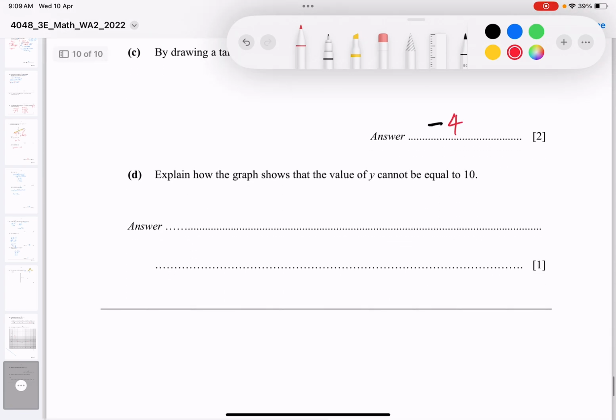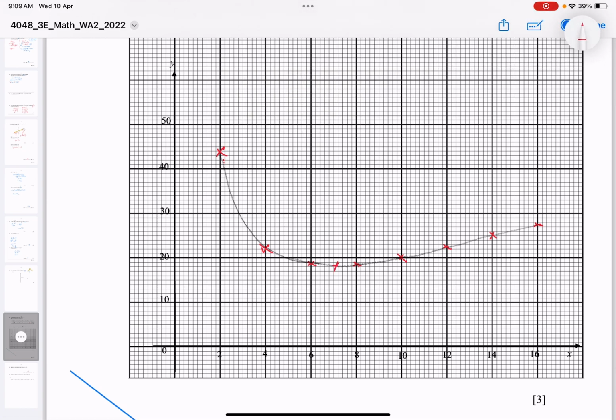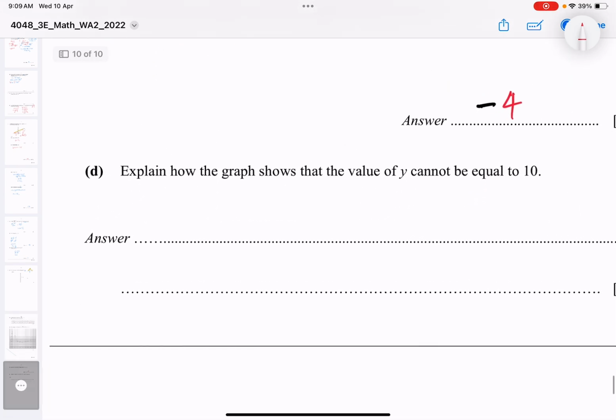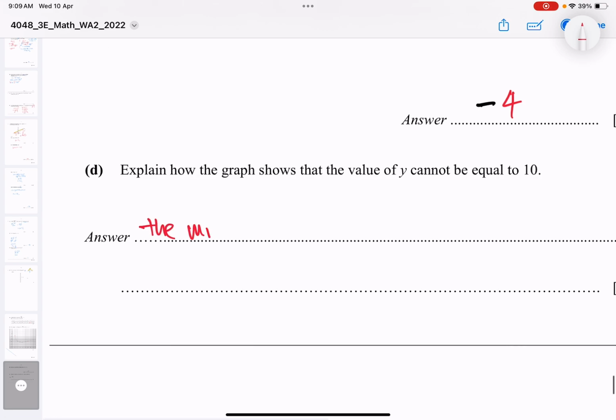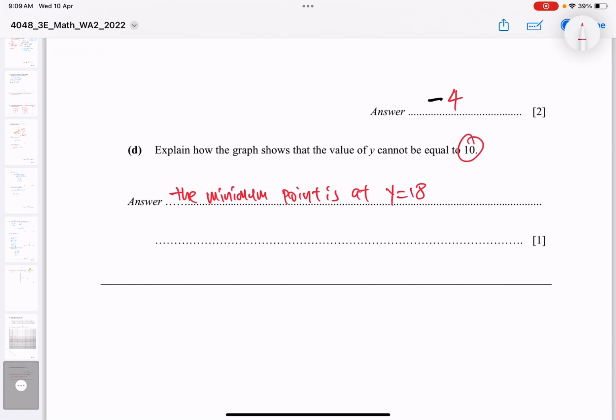Okay, so explain how the graph shows that the value of y cannot be equal to 10. Okay, y cannot be equal to 10 because the minimum point is here. Can you see the minimum point? In this case, the minimum point would be at 18. Right? So y cannot be 10 because the minimum point is at y equals 18. So because 10 is actually lower than 18, therefore the graph cannot be equal to 10.